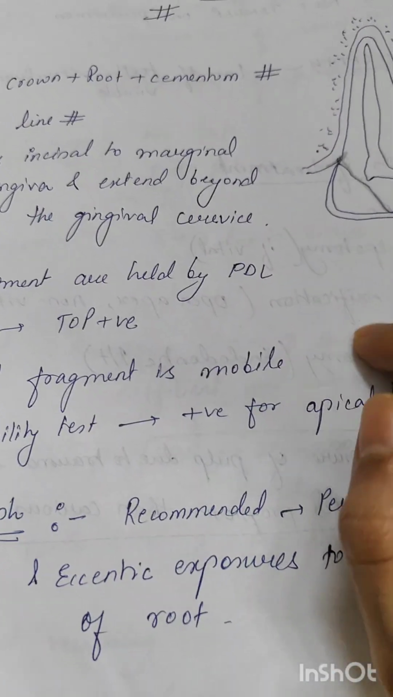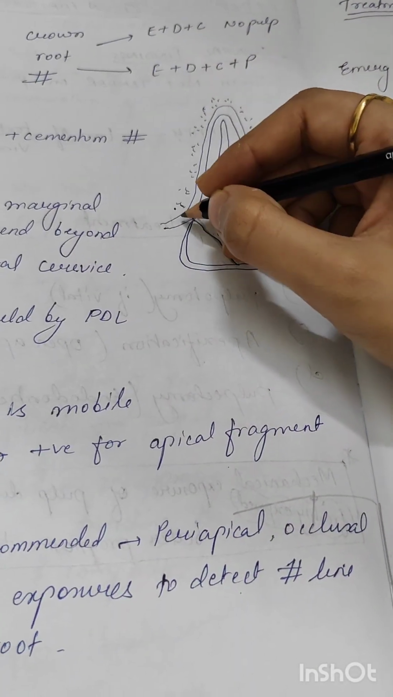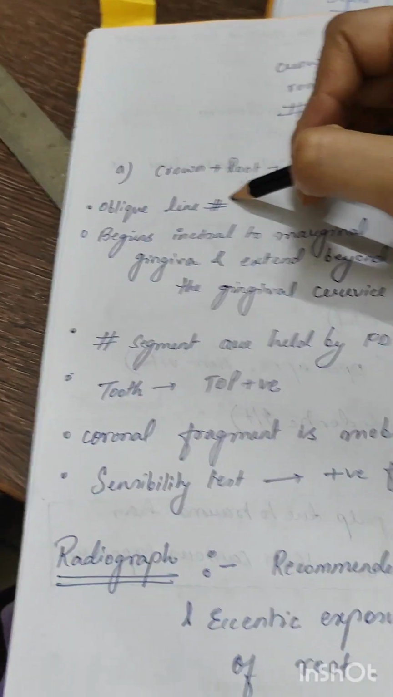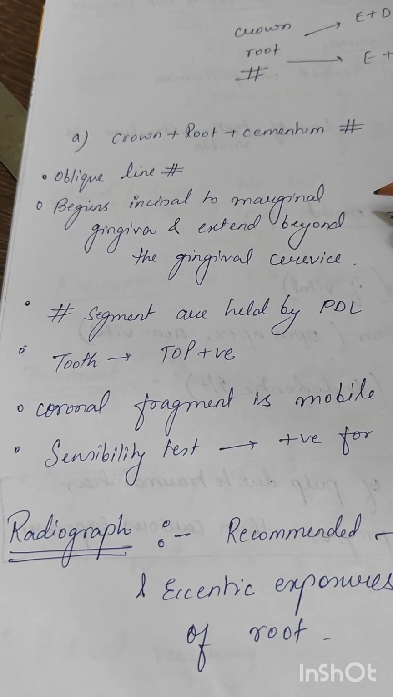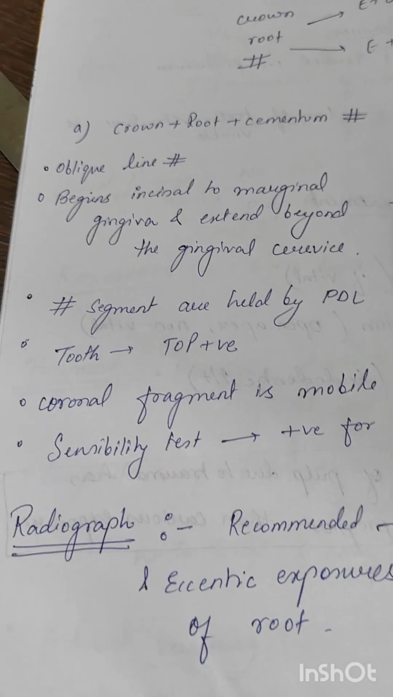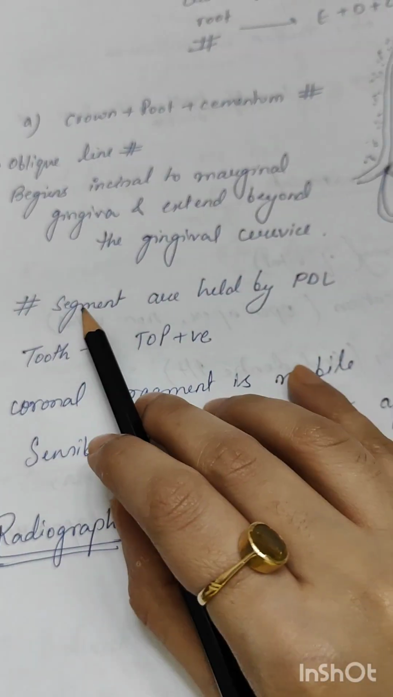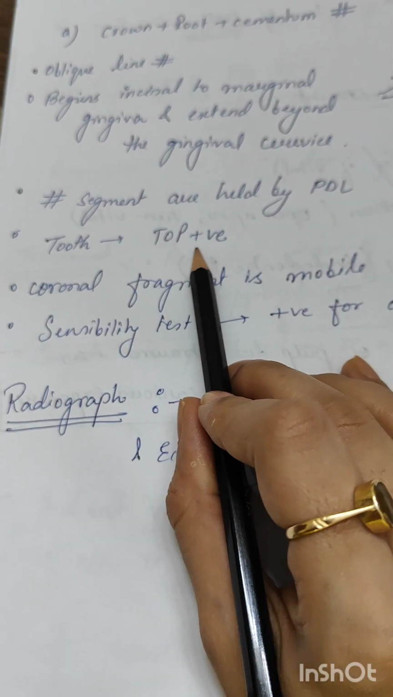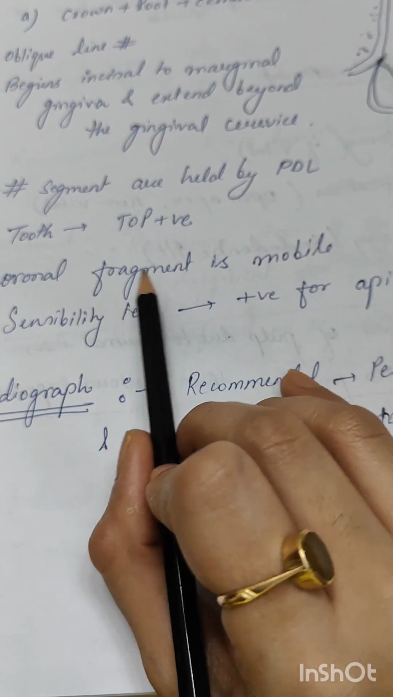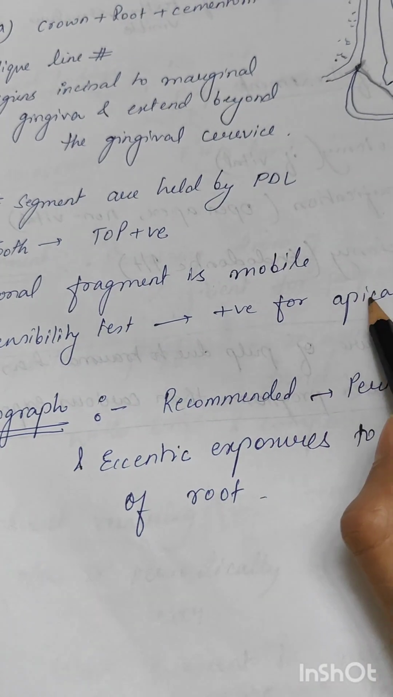Okay. Now next is the crown root plus cementum fracture. You can see here pulp is not involved, crown root and cementum fracture, and oblique line fracture. It begins at the incisal to the marginal gingiva, extends beyond the gingival crevice. Fracture segments are held by the PDL. Tooth is TOP positive will be seen. Coronal fragment is mobile. Sensibility test is positive for the apical fragment.